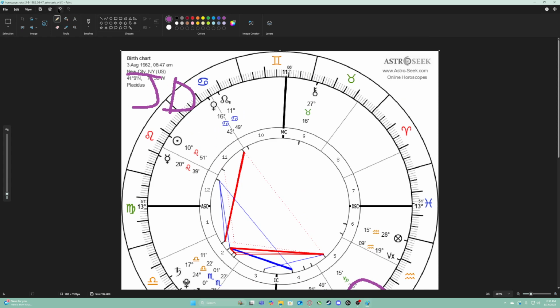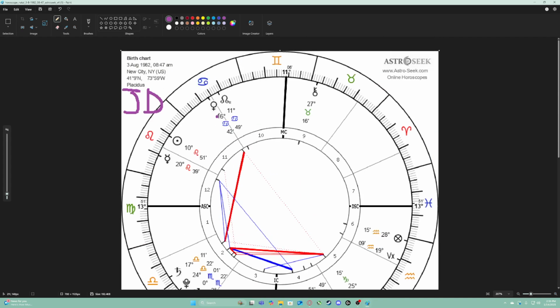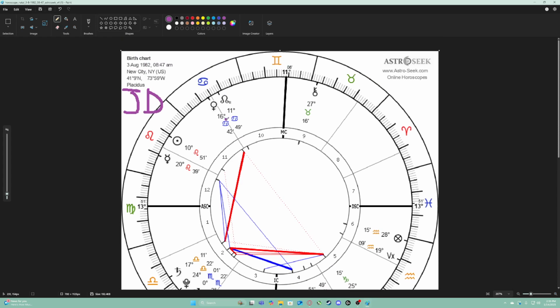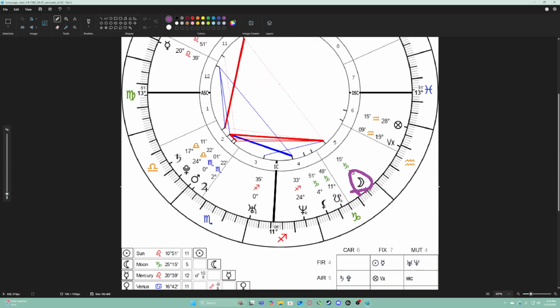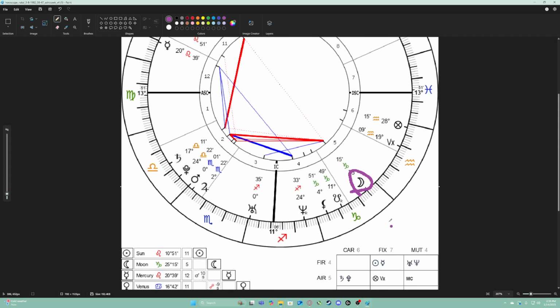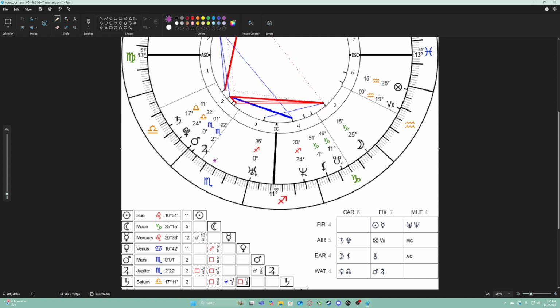John Doe. Let me make it smaller because it's a little too big. John Doe has his Venus right here and his Moon in opposition to each other, right? Sign of Cancer, sign of Capricorn. Those are opposites. Like I said, they're generally the two energies just trying to run over one another.